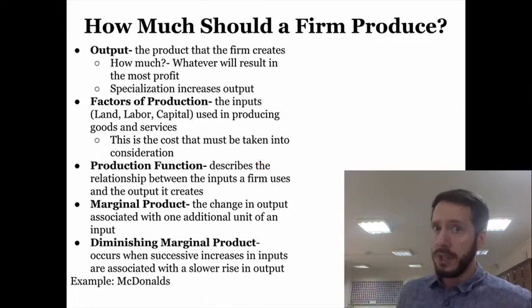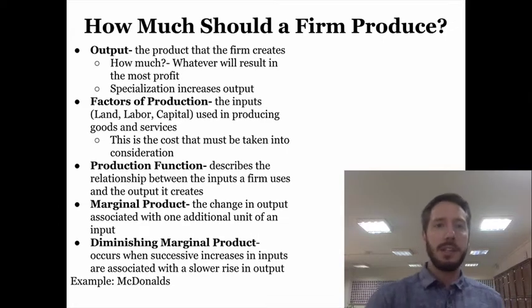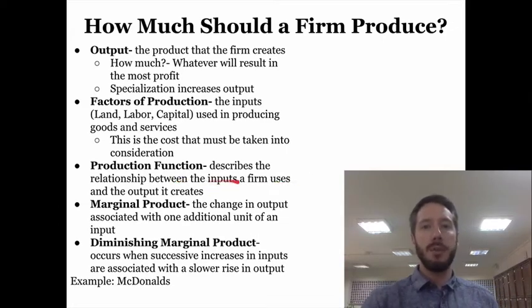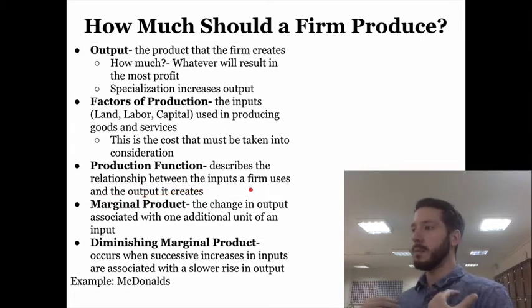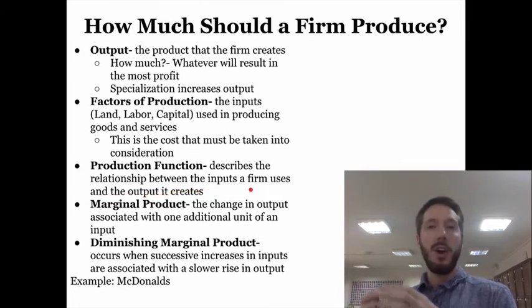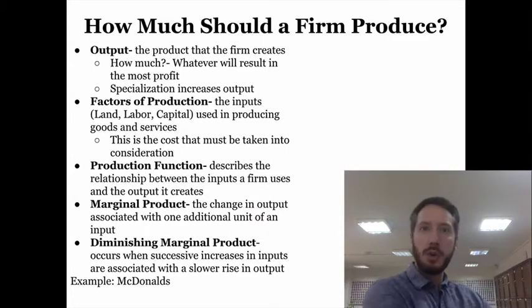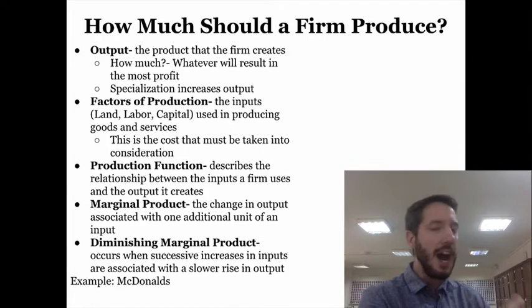A couple of other important terms here. A production function is the relationship between the inputs the firm uses and the output it creates. So it's the relationship between all of the things I'm buying, my costs, and how much I'm actually creating from buying all the materials and hiring labor.